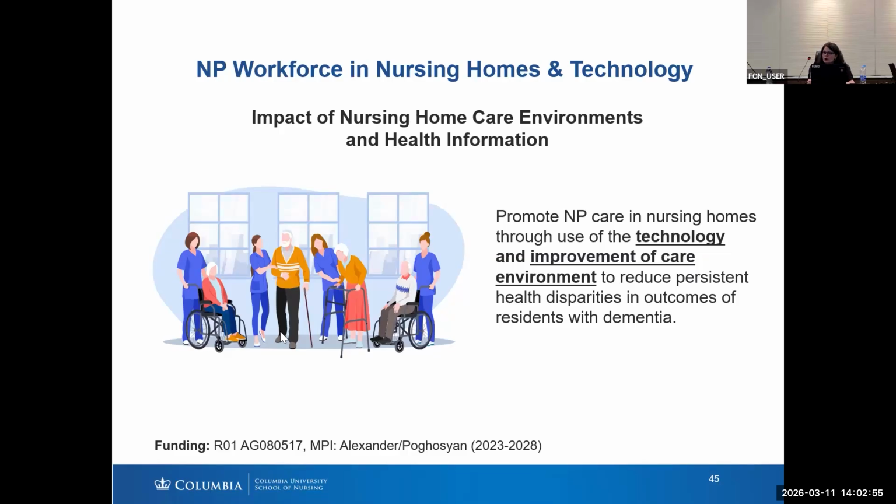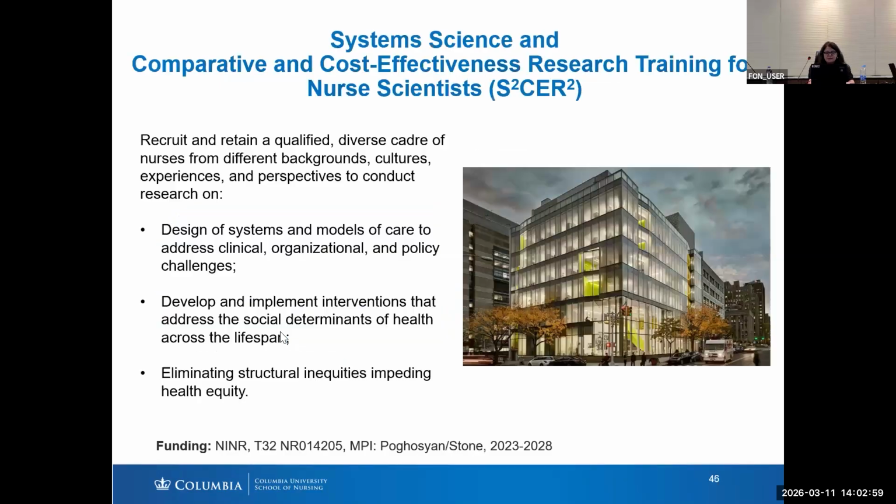So all this work is ongoing. It's not that we're finished. We have more questions to test. We have more questions to ask. That's why we train the next generation to help us do more research, because I cannot do this by myself, right? So this is my office building, and we have this program called T32 System Science and Comparative Cost Effectiveness Research Training, where we train PhD students and postdoctoral trainees to conduct more research on these topics.